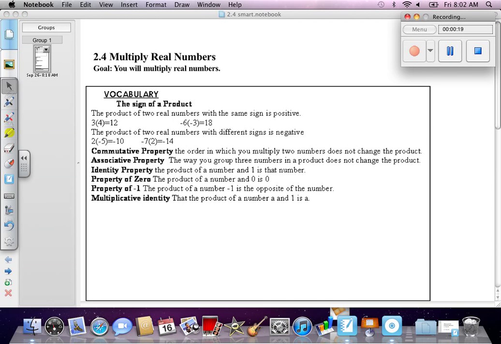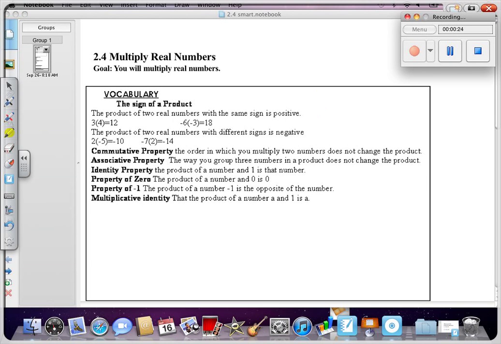So if you've got two positive numbers, positive times a positive gives you a positive. But a negative times a negative also gives you a positive. So if the signs are the same, it gives you a positive. If the signs are different, a positive times a negative, you get a negative. If you have a negative times a positive, you also get a negative.